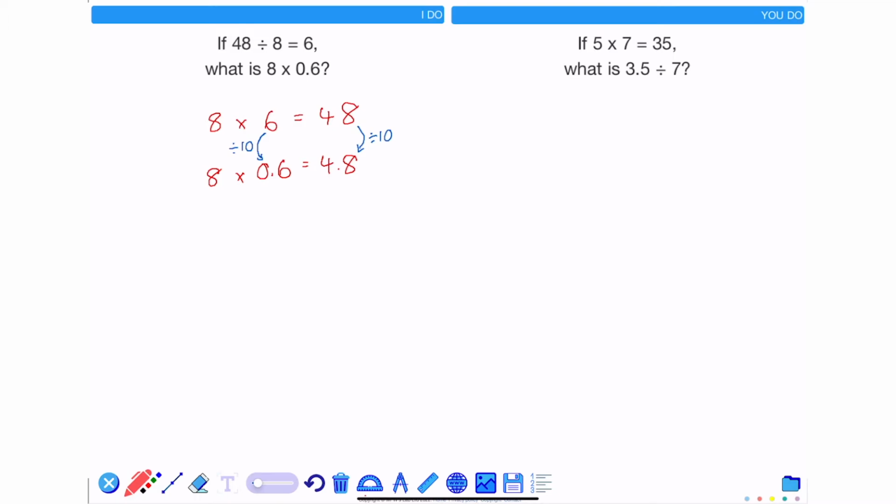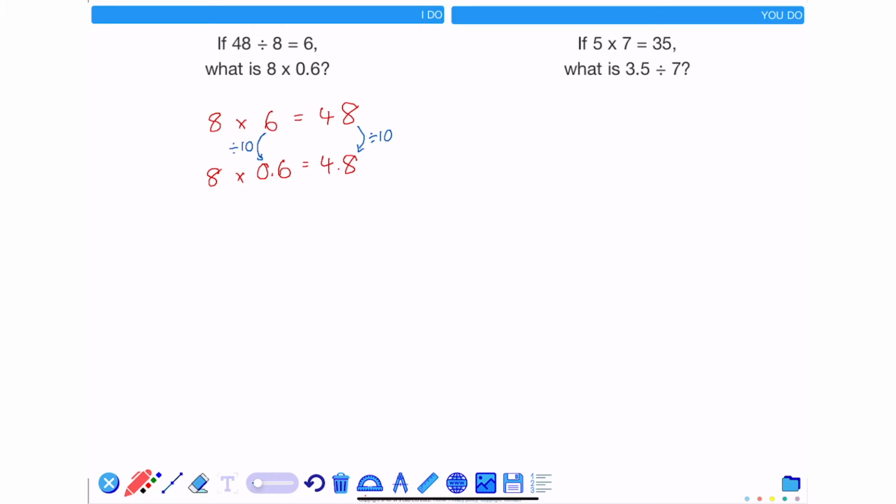As a check, I know that when I multiply a whole number by a decimal less than 1, the answer will always be smaller. 0.6 is roughly a half, and a half of 8 is 4. So we've got 4.8 as a reasonable answer in terms of place value.